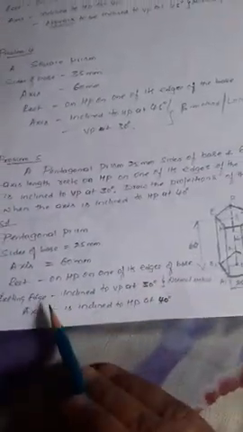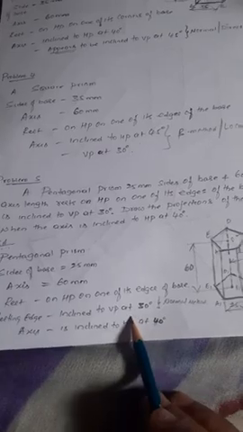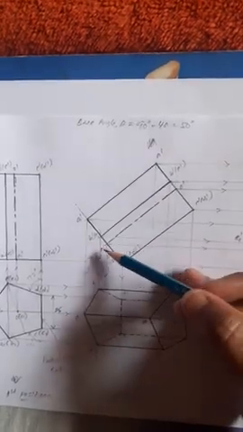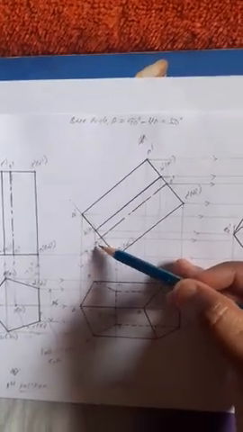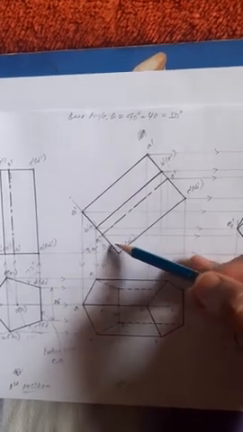Next, the second condition: the axis is inclined to HP at 40 degrees. Whatever dimension is given to the HP, I want to show in VP, right? This axis is inclined at 40 degrees, and that I want to show. Directly I can't get this. Now we'll call this the base.